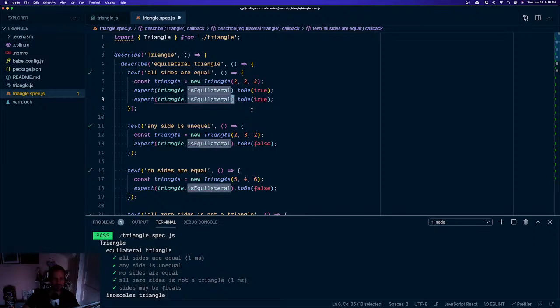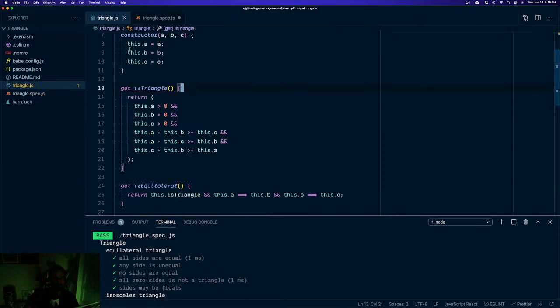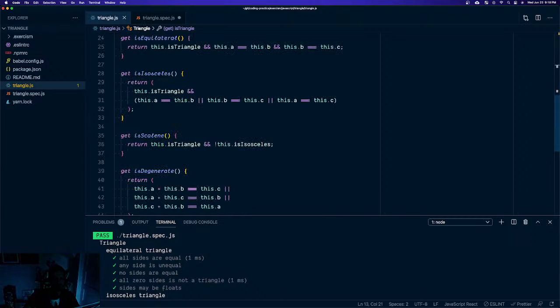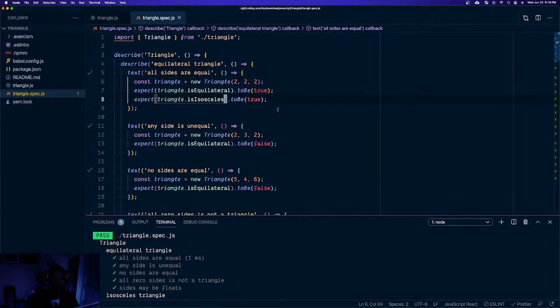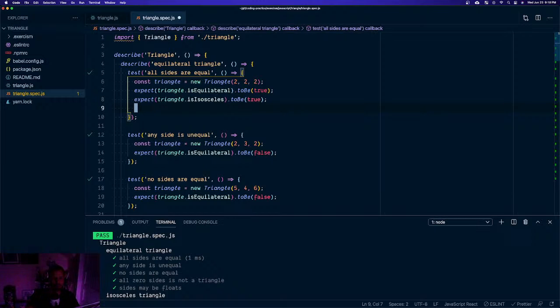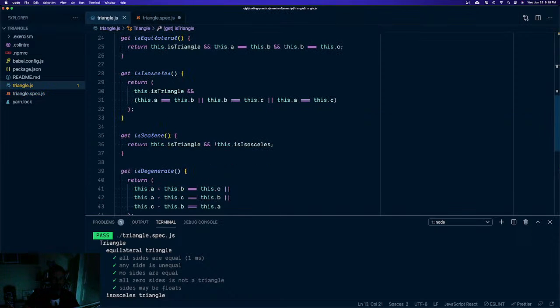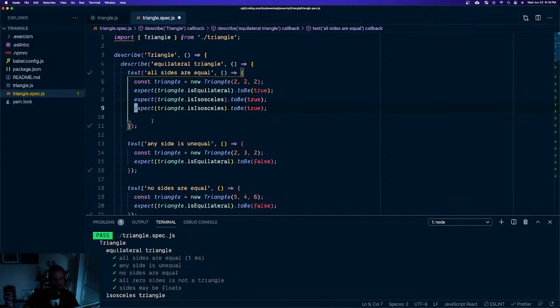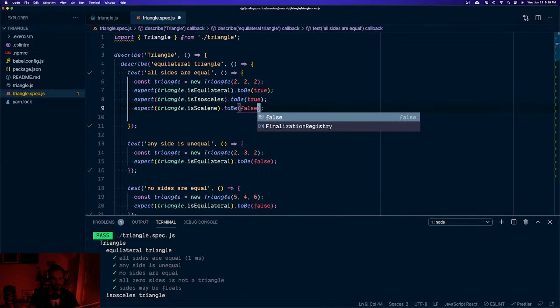Let's modify the test here. Isosceles should also be true. And scalene should be false.